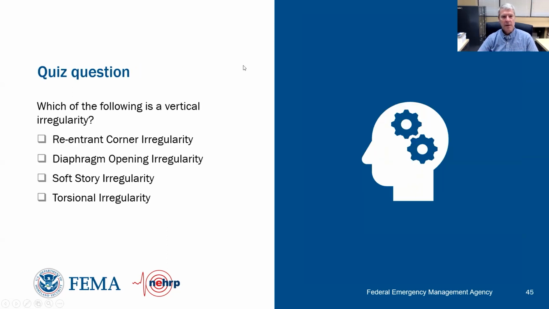So with that, let's have a quick quiz. And our quiz is, which of the following is a vertical irregularity? So vertical irregularity, if you recall the ones we went through, is it a reentrant corner? Is it a diaphragm opening? Is it a soft story? Or is it torsional irregularity? So go ahead and pause your video for a few minutes. Think about that. Which one would you select? And we'll come back with the answer.